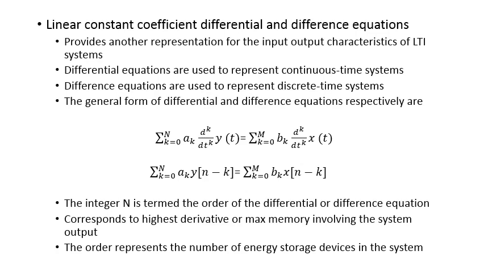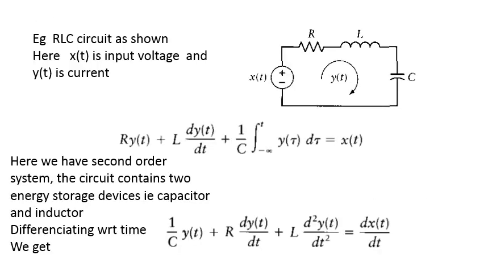Here the order represents the number of energy storage devices. For example, consider the RLC circuit as shown here. The input is x(t), whereas the output is y(t). Here we are taking the current as the output, so input is voltage and output is current.